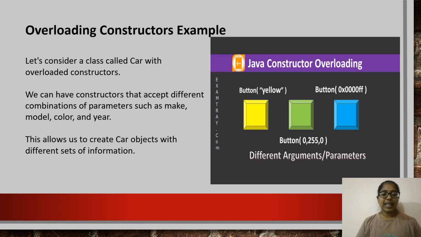Overloading constructors example. Let us consider a class called Car with overloaded constructors. We can have constructors that accept different combinations of parameters such as make, model, color, and year. This allows us to create Car objects with different sets of information.